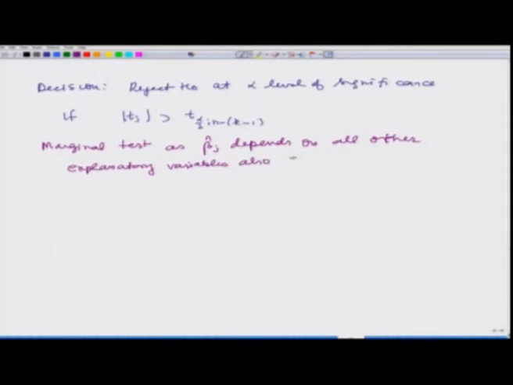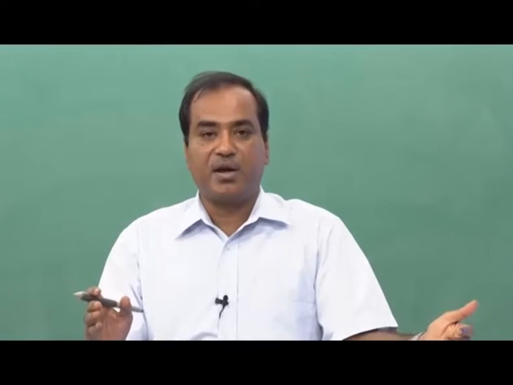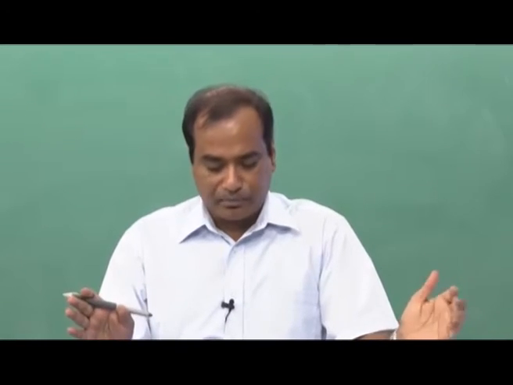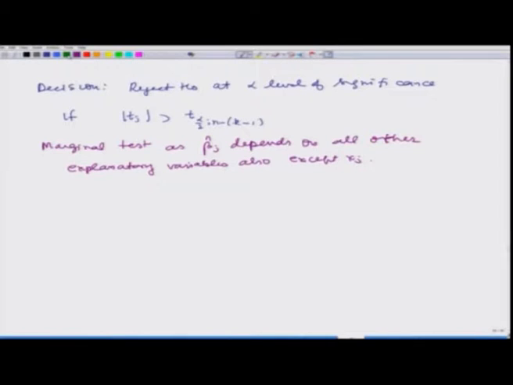Variables also except xj. Right. So now using this, we can identify which independent variables are explaining the variation in y and which are not. Simultaneously, I would also like to discuss the aspect of confidence interval estimation.